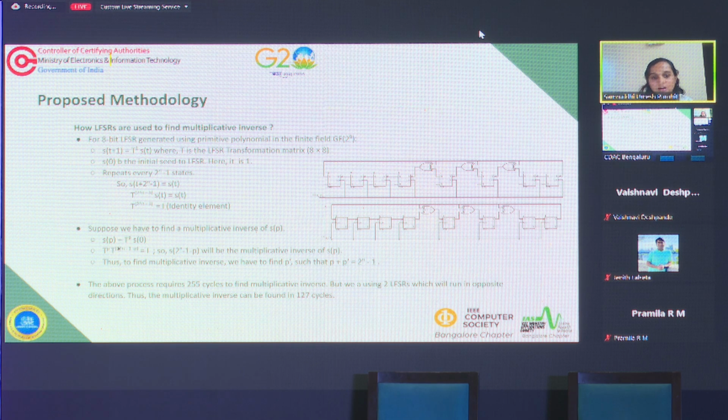So finding the inverse of T raised to p can be done by multiplying it with T raised to 2 raised to n minus 1 minus p. So I can say that s of 2 raised to n minus 1 minus p will be the multiplicative inverse of s of p. Thus, in this way, we can find the multiplicative inverse of any element by using two LFSRs. We have proposed this approach, and we have implemented it in the FPGA module in System Verilog.